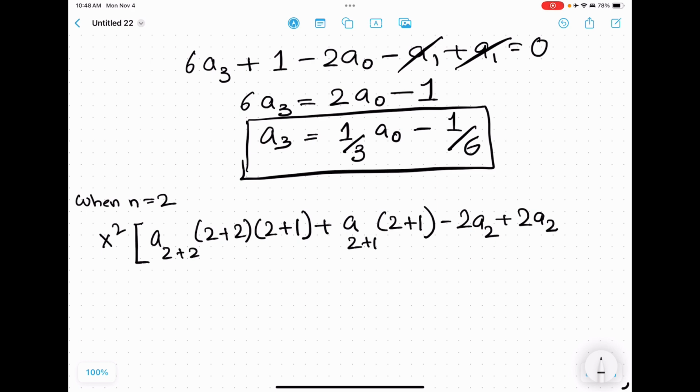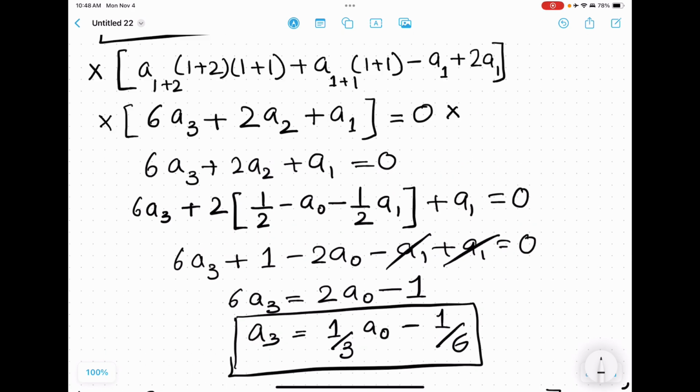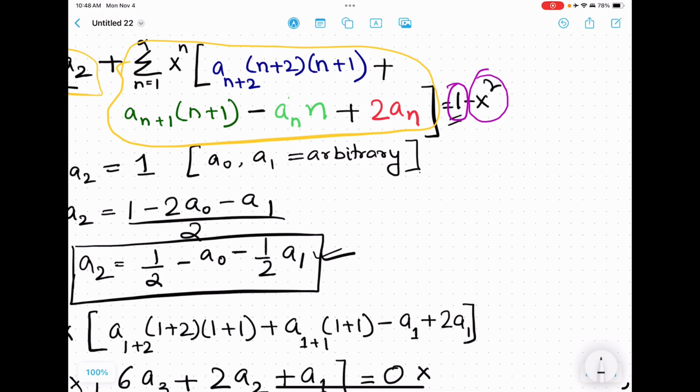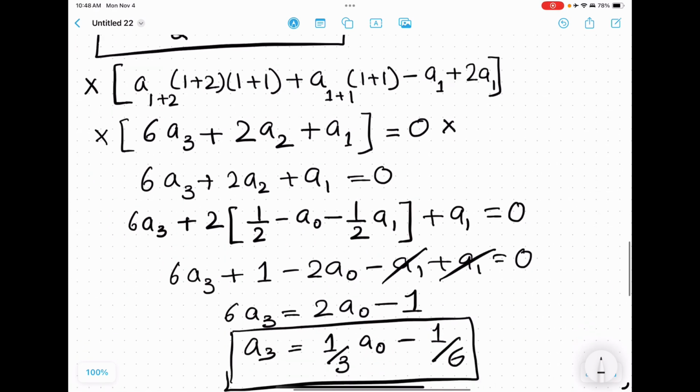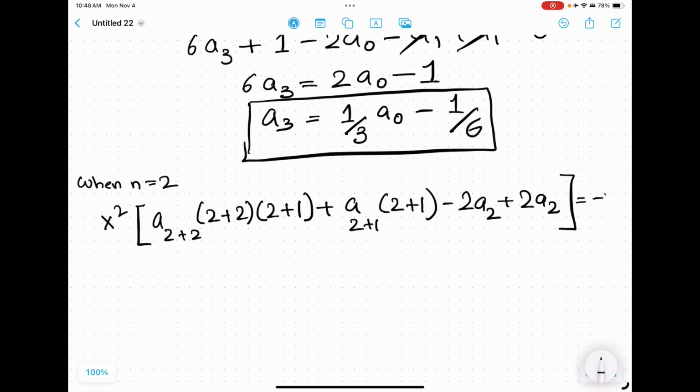Okay. And if I look at my right hand side, I have negative x squared. Now simplifying them and taking out my x squares, I have 2 plus 2, which is 4, and 2 plus 1, which is 3. So 4 times 3 is 12, a sub 4, plus 3a sub 3, and then my negative 2a sub 2 and my positive 2a sub 2 cancel each other out. And then I have negative 1.